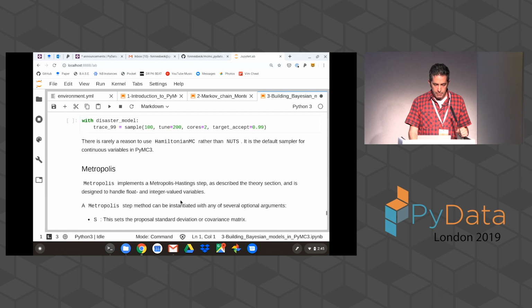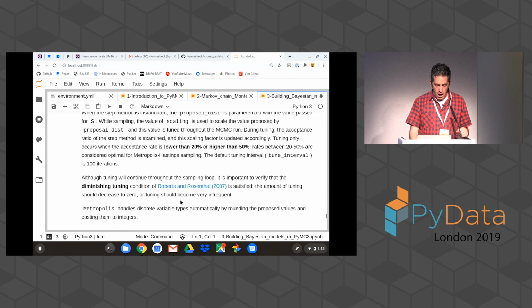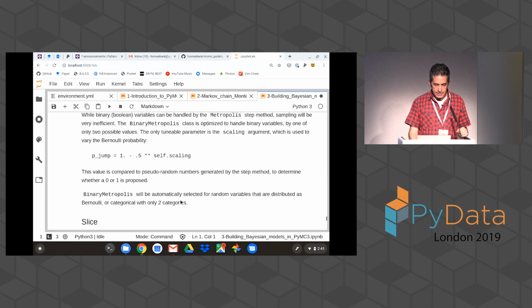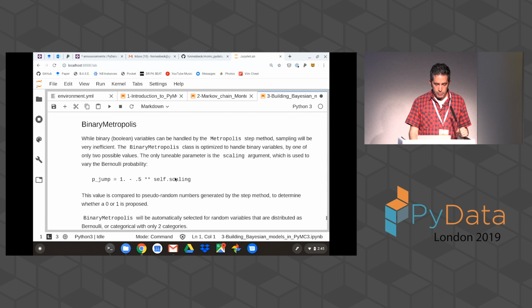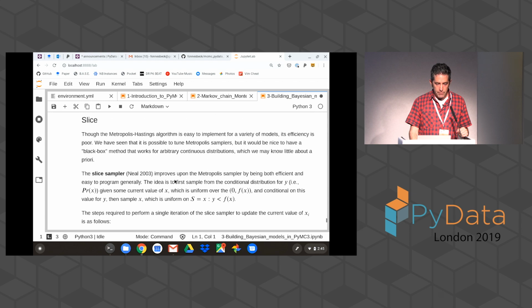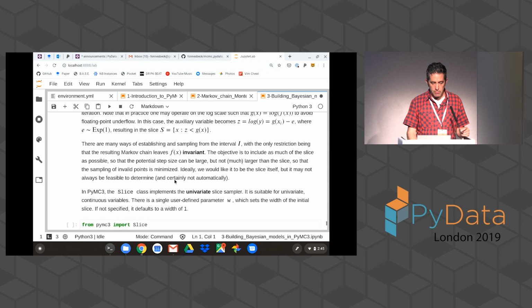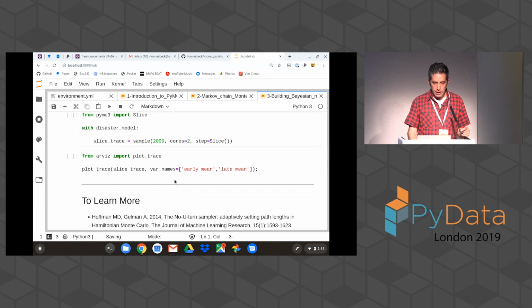Let's see here. Metropolis is in here. Binary Metropolis, as I mentioned, only proposes zeros and ones. There's another sampler that's quite nice for univariate continuous variables, which is a slice sampler, also created by Radford Neal. It sometimes works quite well when Metropolis is inefficient as well, but most of the time we're going to be using NUTS.